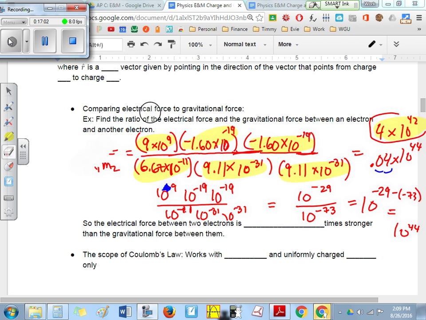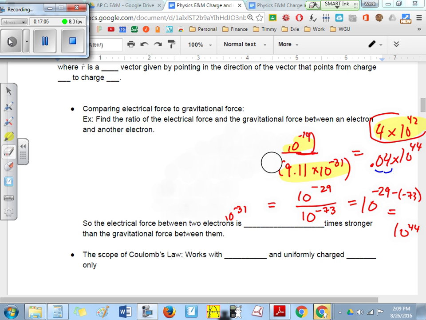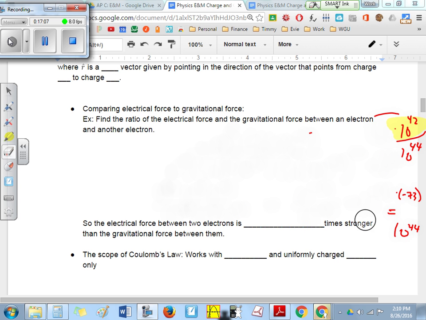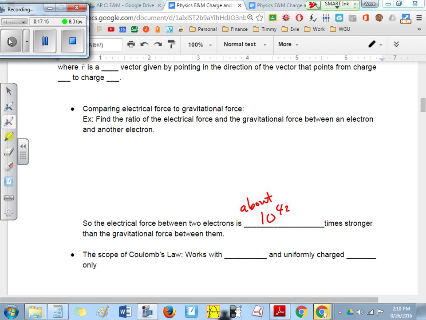All right, so let's go now to our next thing. Our next comment is, so the electrical force between two electrons is about 10 to the 42 times stronger than the gravitational force between them.